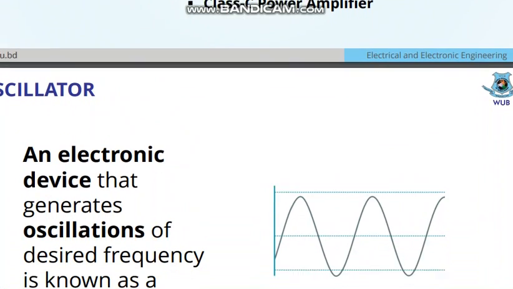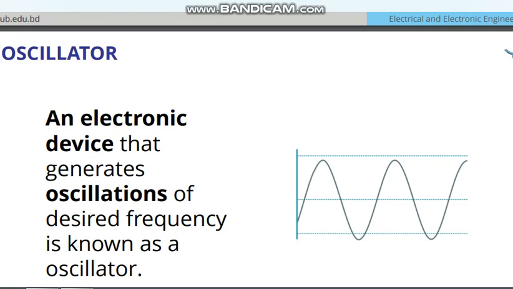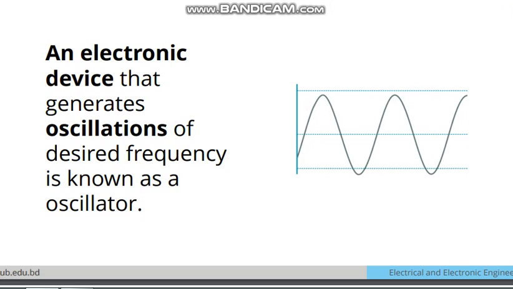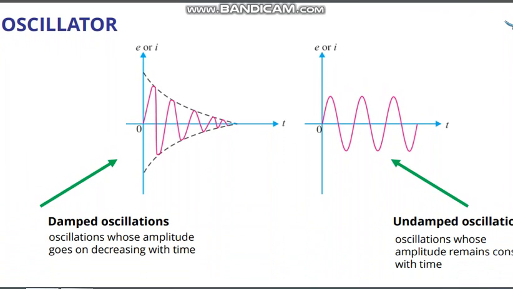So what is oscillator? An oscillator is an electronic device that generates oscillations of desired frequency. That means it's a frequency generator type thing. Oscillation means the ups and downs of a frequency of a signal, and high frequency means the oscillations will remain in very close proximity, and that is the oscillation. Now you can see that there are two types of oscillations.